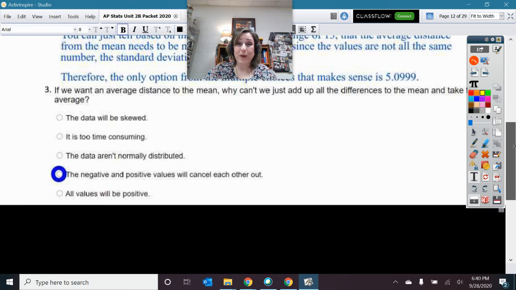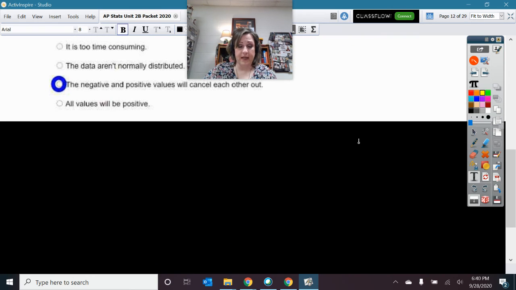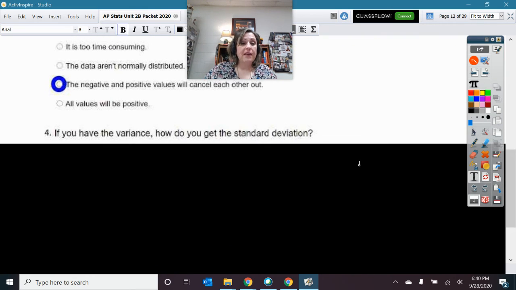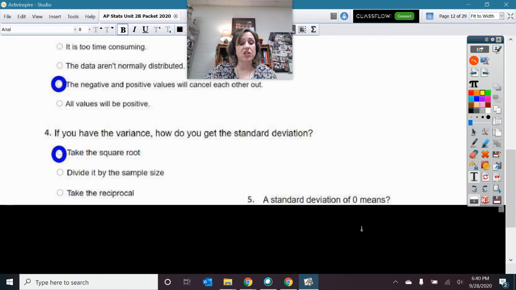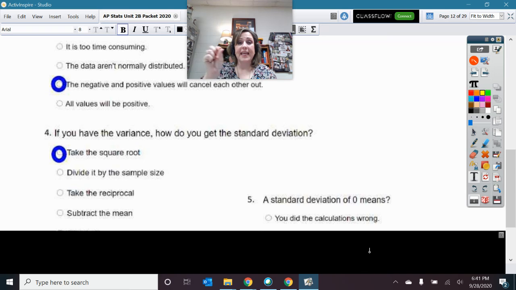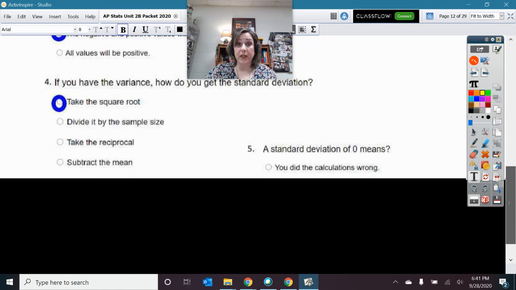So that's why we have to do the squaring of that. If you have the variance, how do you get the standard deviation? So we already talked about that, how the variance is the standard deviation squared. So I need to square root it.